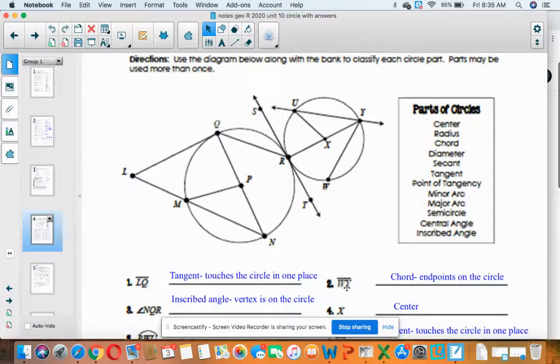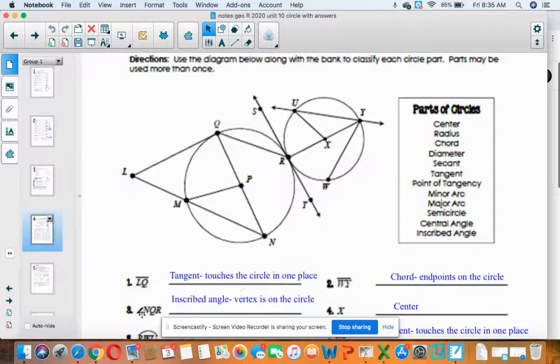Number 2, WY. So let's find WY right here. Here's WY. So WY, that's called a chord because it has its endpoints on the circle. As long as the endpoints of a line segment are on the circle, that's a chord.